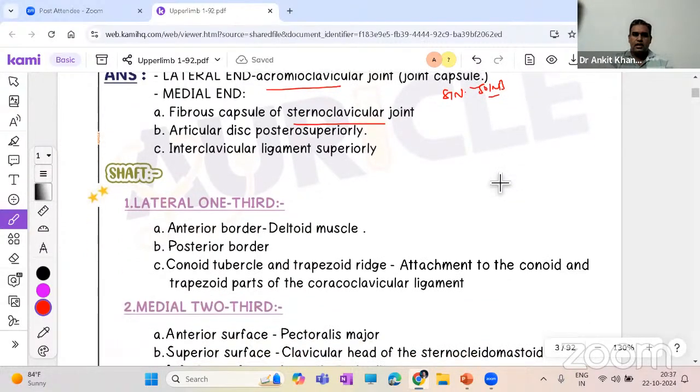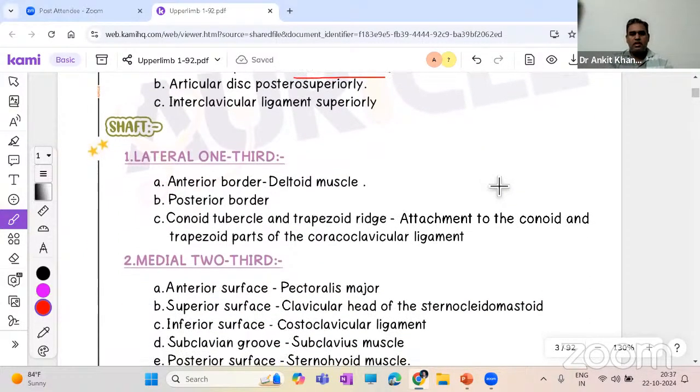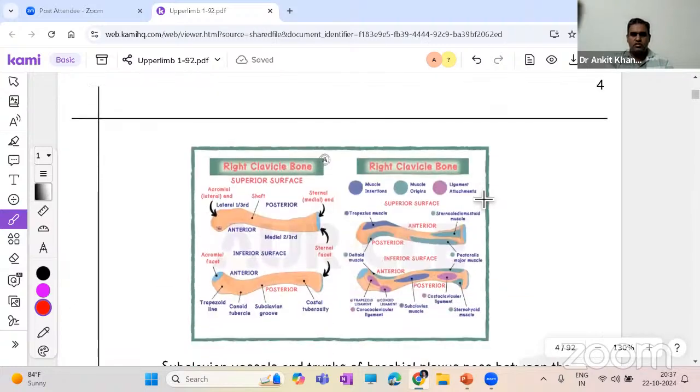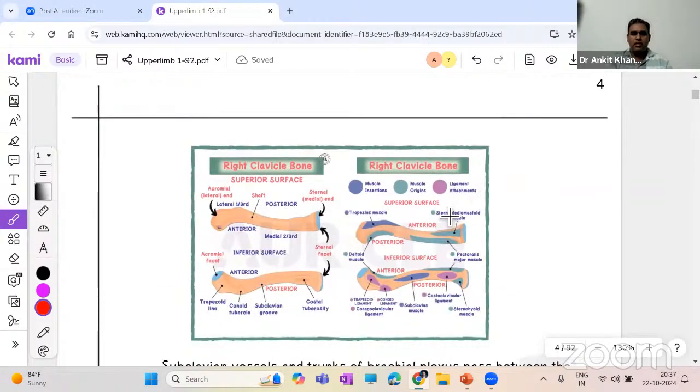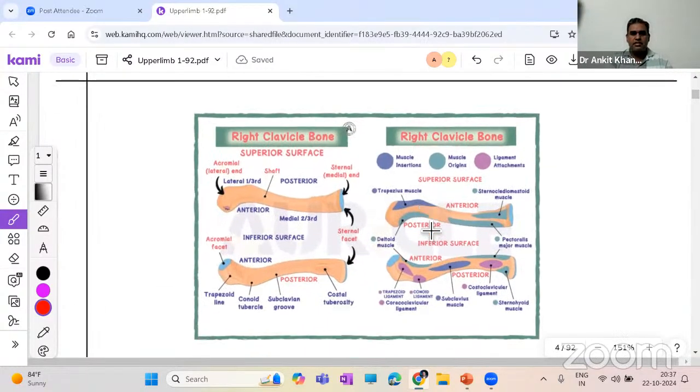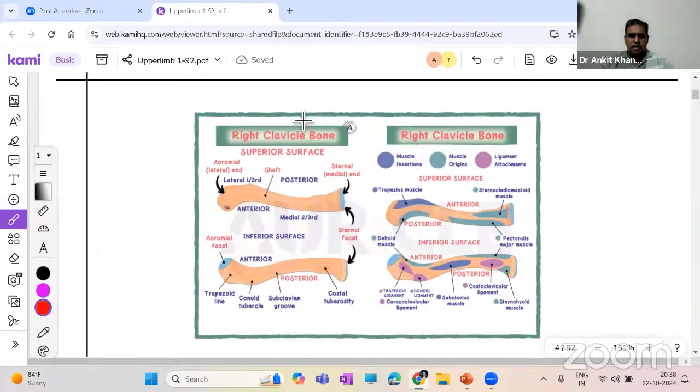Fine. Let us see the muscle attachments. Don't worry about what is written. There's not much benefit from it, but look at the diagrams and try to understand the muscle attachments. They're starting with the right clavicle bone, superior surface, so you're looking at it from a superior aspect. In the same right clavicle bone from the superior aspect, these are the bony features, and here you are seeing the muscle attachments.